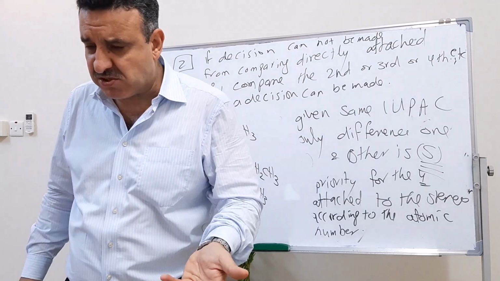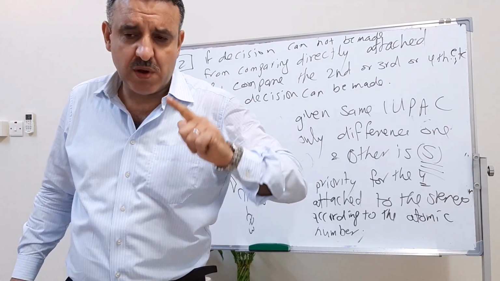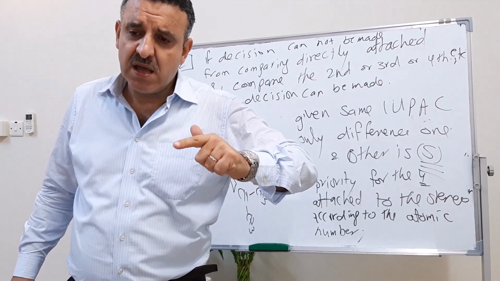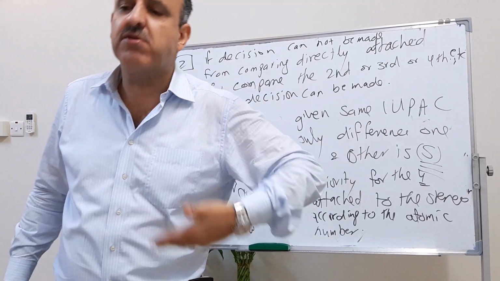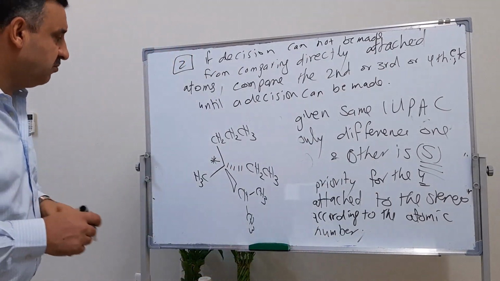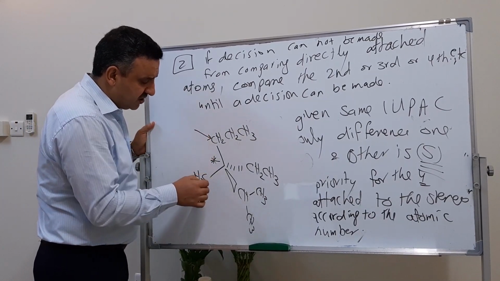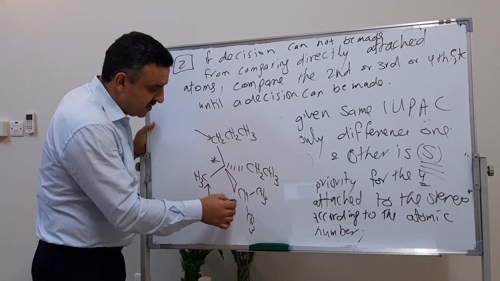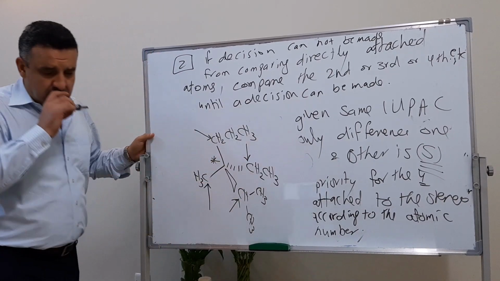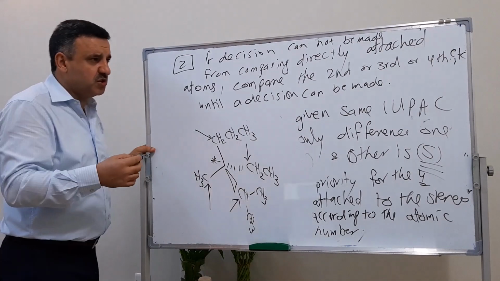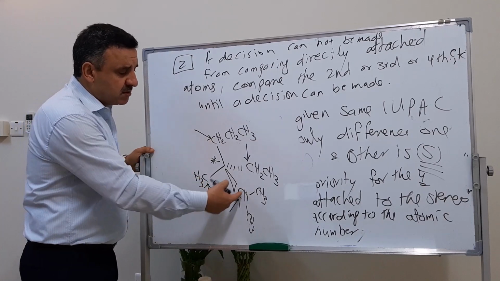In this case, based on the second rule, we must compare further. In other words, we must compare the atoms attached to these atoms and then compare further until we find the decision. What does that mean? Here, we focus our attention on this carbon. When we compare these directly attached atoms, we cannot make a decision. So we now compare the atoms attached to these.